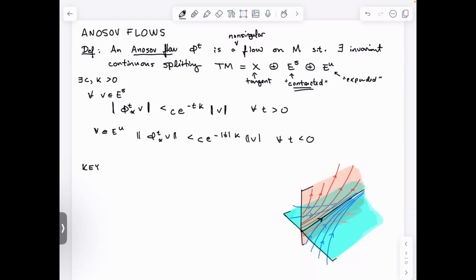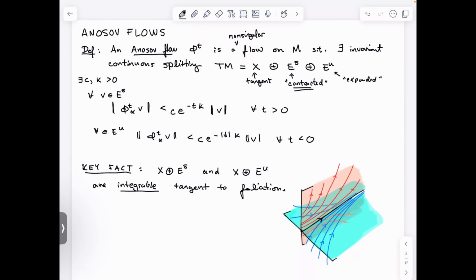But the key takeaway, or the key fact, which is actually a classical theorem in this case, is that if I look at the direct sum of 2 of these, so either the tangent direction plus the stable, or the tangent direction plus the unstable, E^u, for the expanded direction, these give me, in a 3 manifold, two-dimensional distributions, and these are integrable, meaning that they're tangent to foliations, which I'll call the stable foliation and the unstable foliation, respectively.